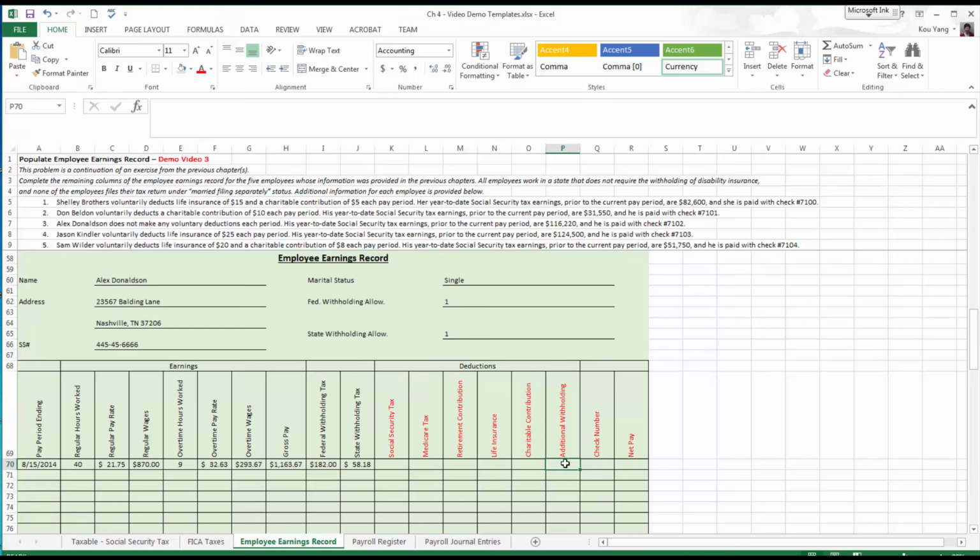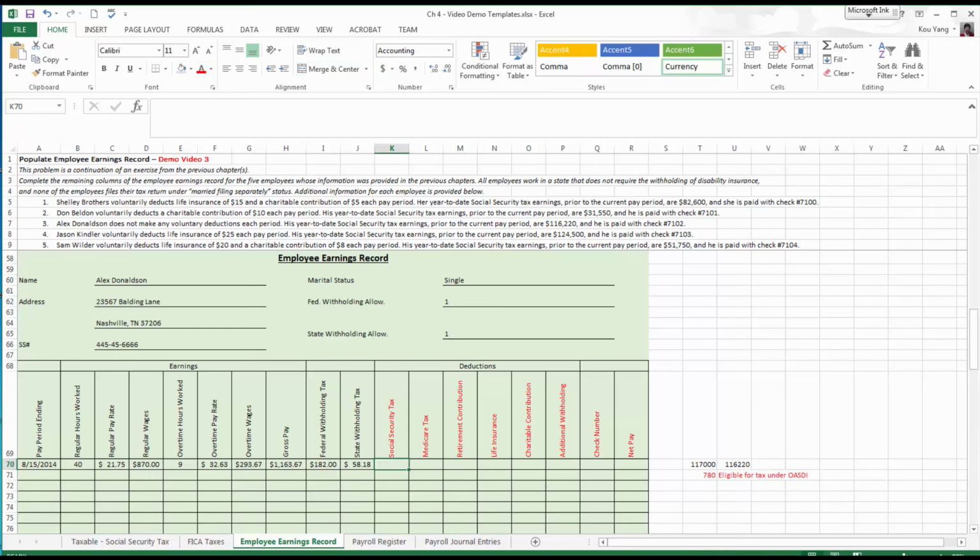Okay, because he's so close to the cap, I'm going to go ahead and take the 117,000 cap and what he's made so far to date. I'm going to take the difference between the two to see what is eligible for tax under OASDI. So it looks like only $780 of it is taxable under OASDI for this period.